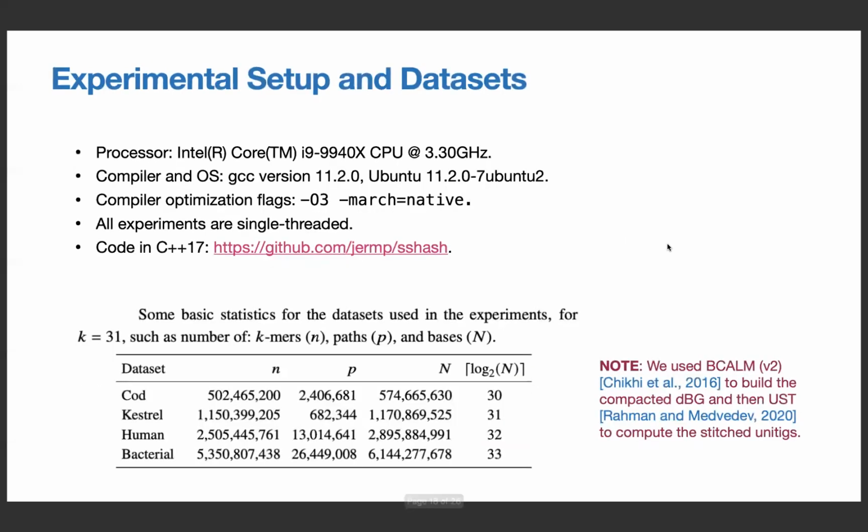Now I will illustrate some experimental results on full genomes of the following organisms. You see we have the full genome of the cod, of the common kestrel, the human genome, and a large pangenome of bacteria. Here on the top of the slide, you have all the information regarding our experimental setting. We use a GCC compiler with full optimization flags, all the experiments are single-threaded, and the code is available on my GitHub, and it has been written in C++.